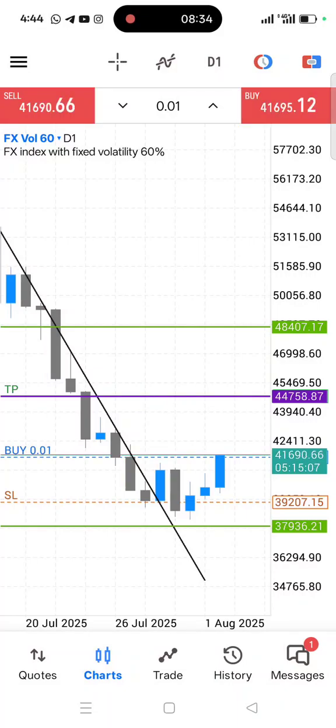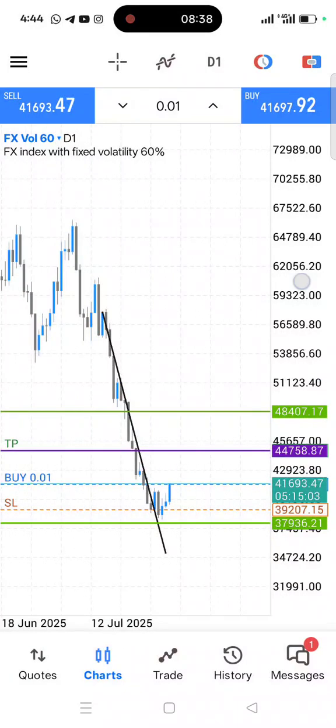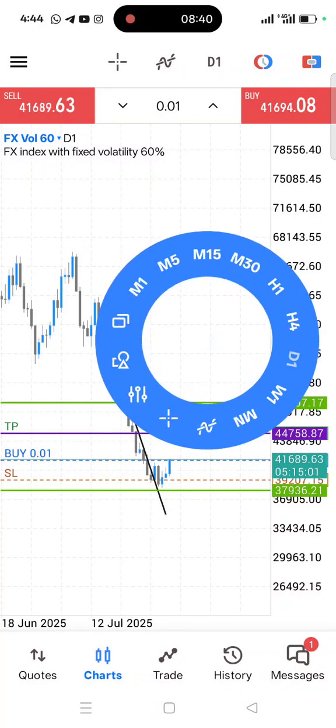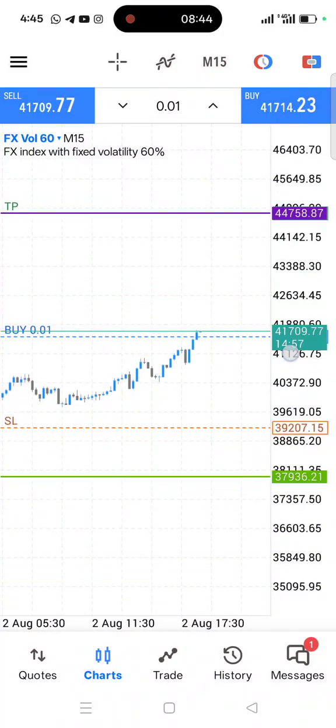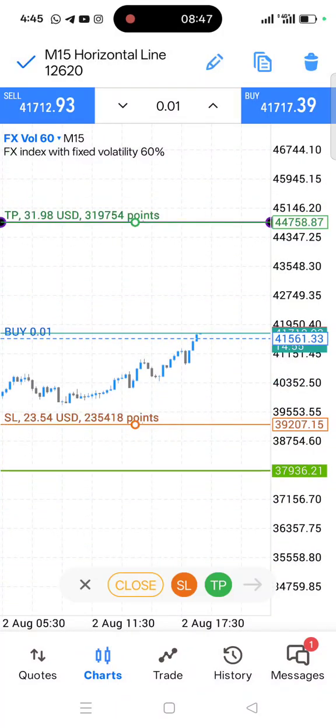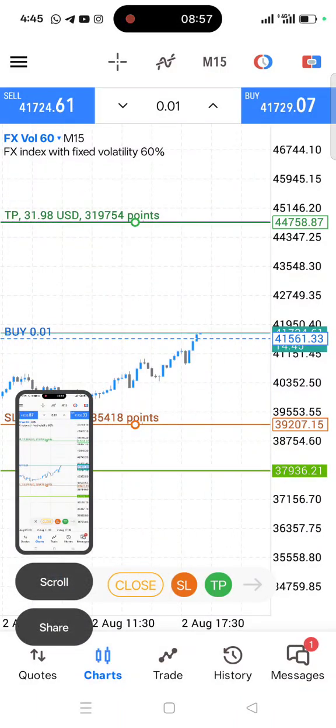Okay, so this trade now, I'm going to be sharing this trade. So let me go to like 15 minutes. Now let me click on it so that people will understand the take profit and stop loss on this market. Okay, so take profit and stop loss. Let me take a screenshot. So I've already taken this screenshot.